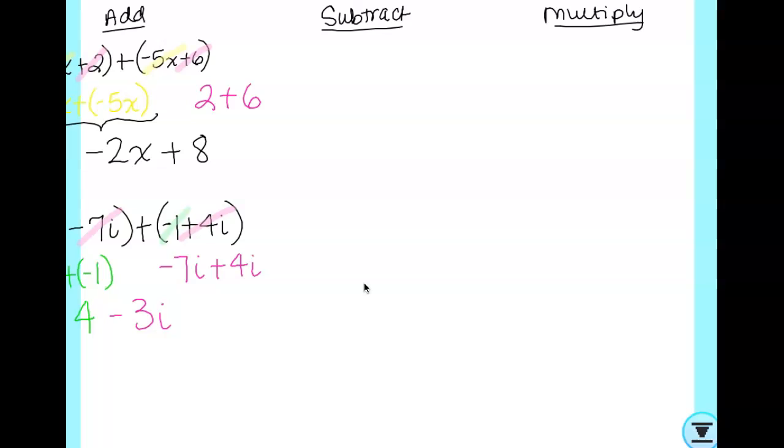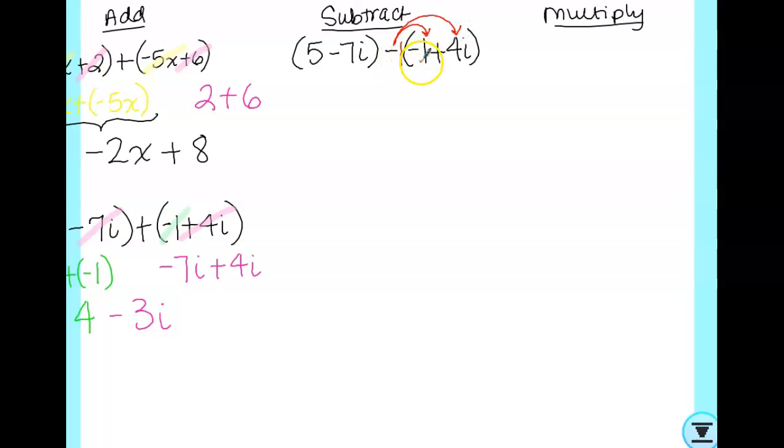Okay, so let's say that we want to do the same thing. Instead of adding this time, we're going to subtract. So we have 5 minus 7i minus negative 1 plus 4i. The only difference between addition and subtraction is that we have to take this and treat it like a negative 1. So this is going to get distributed through to everything inside here.